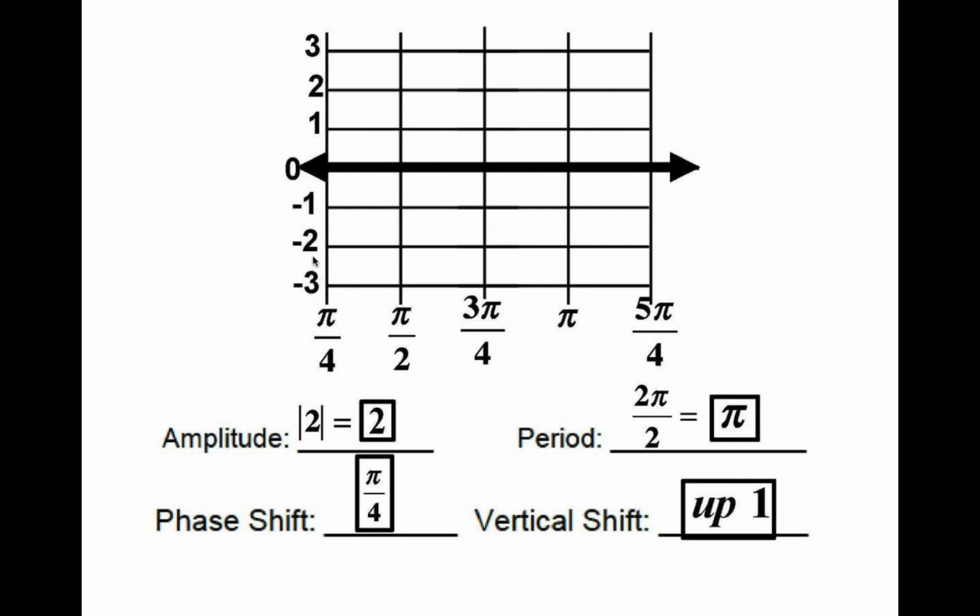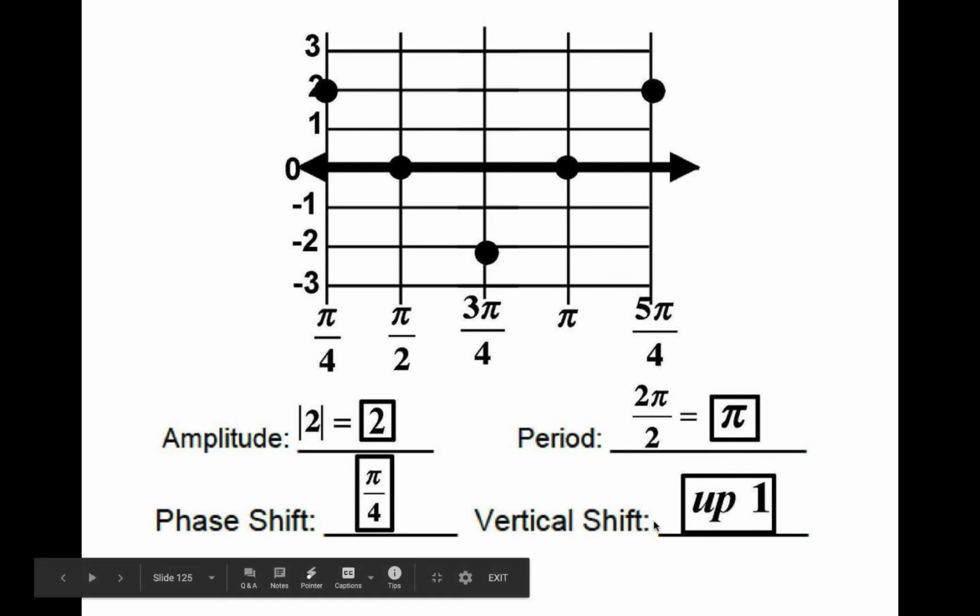Scale the left side. This is cosine, so you're going to start on the amplitude. And then you go to 0, down to the amplitude, 0, up to the amplitude. But we have a vertical shift, so from each of those points, I'm going to go up 1. So that is my final graph.